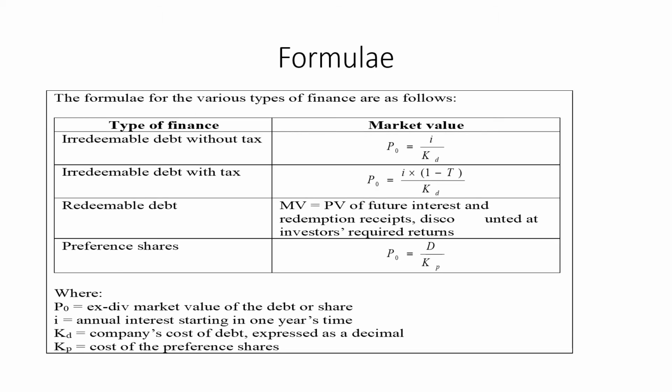So before going through the detailed analysis and discussion on all those debt instruments and preferred shares, we have to see the formulas for each one of them. And the formulas for various types of finances are as follows. Number one, irredeemable debt without taxes.